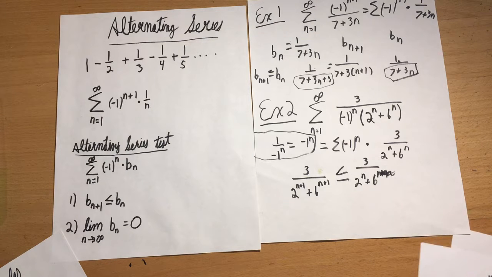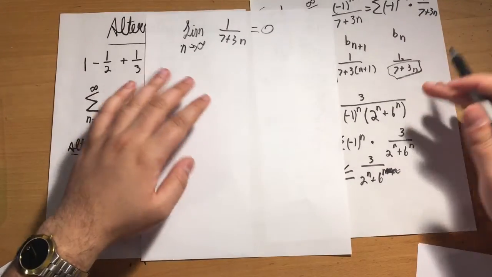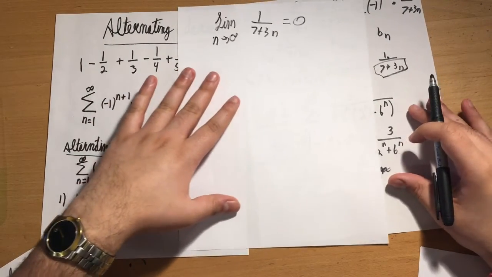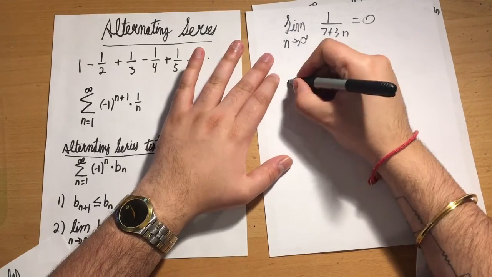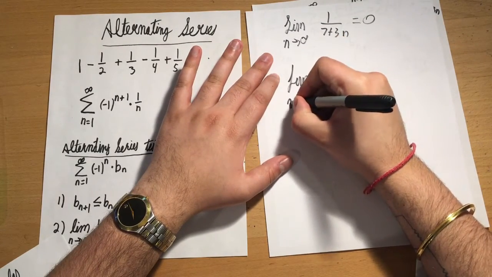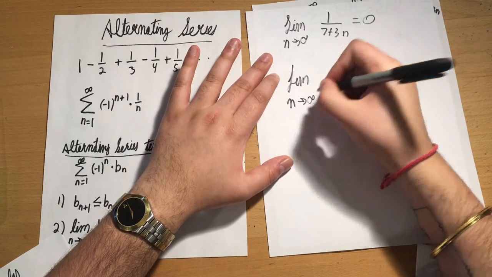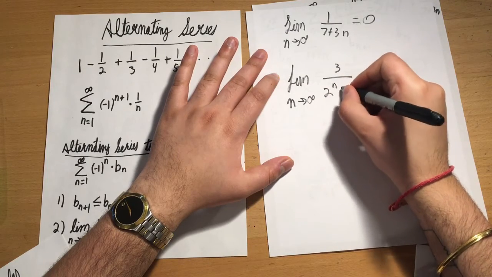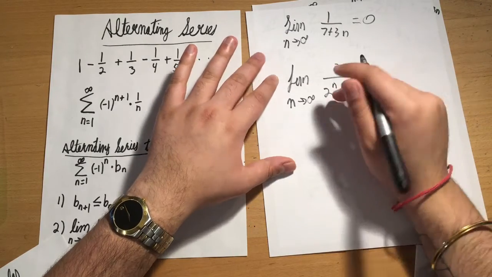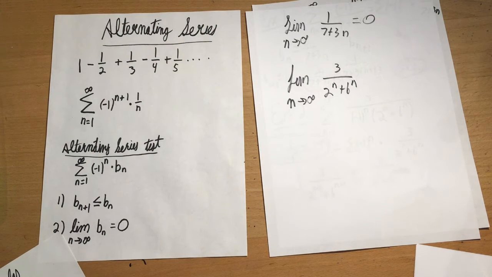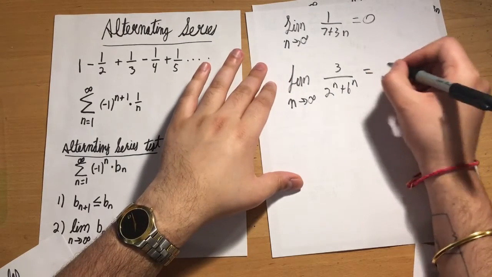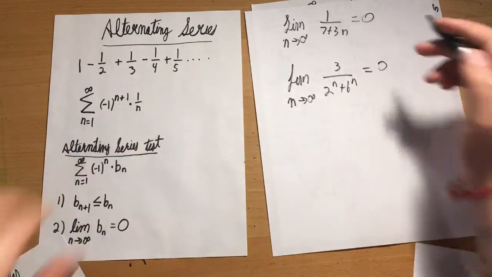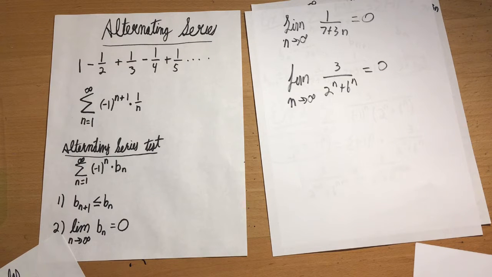Now let's check the second condition. So I'm going to grab a separate sheet. We need the limit as n approaches infinity of 3 over 2 to the n plus 6 to the n. And this is another example where it's easy to see over time this thing decreases. Taking the limit of this, you end up with the limit equaling 0. So this satisfies both conditions, meaning that it must be convergent.